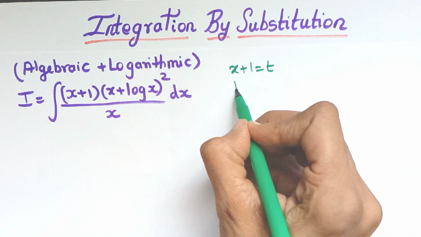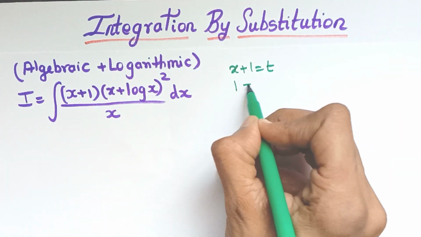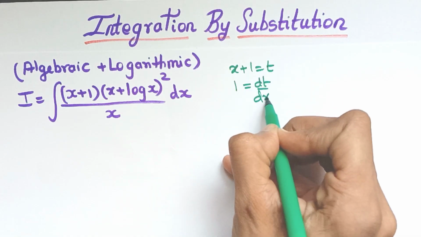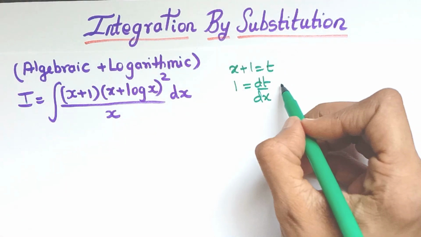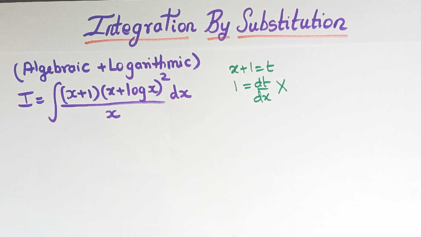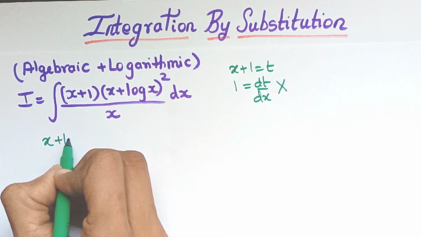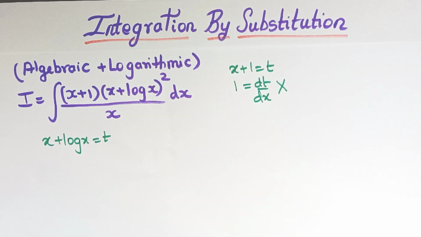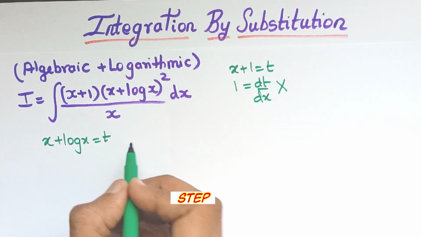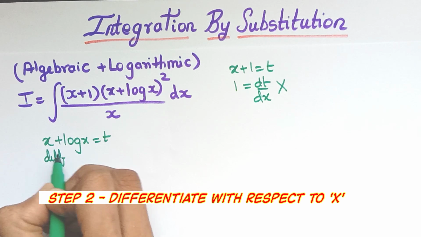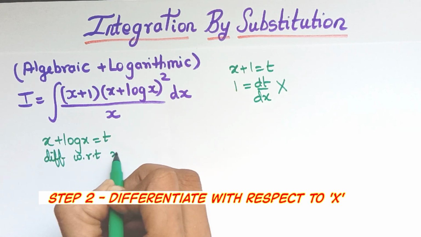When I differentiate this with respect to x, I'll get 1 equal to dt by dx. But this is really not going to help us. So I will not take this as t, friends. Let me take x plus log x as t. Now this you will get by continuous practice. You will understand which expression to take as t. Now I'll take this as t, so let me differentiate with respect to x.